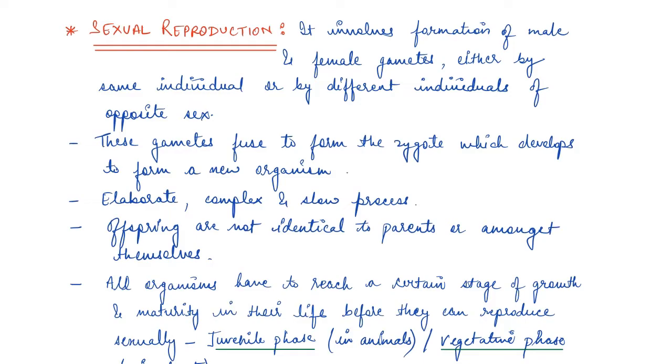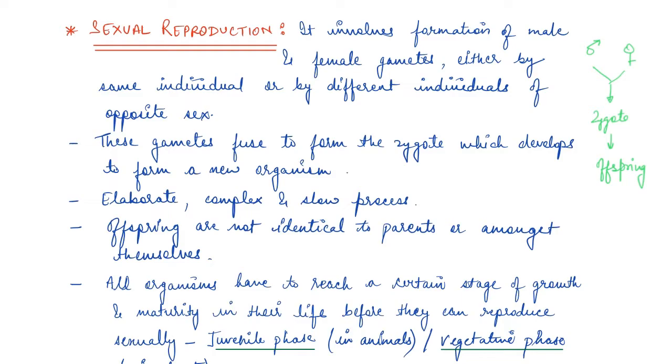So basically sexual reproduction involves what? It involves formation of male and female gametes, right? Now, this formation of male and female gametes can be by the same individual or by two different individuals of opposite sexes. Okay. Now, these gametes fuse to form a zygote, which develops into a new offspring. So basically, there is a male gamete, there is a female gamete. These both fuse to form a zygote, and this zygote develops into an offspring.